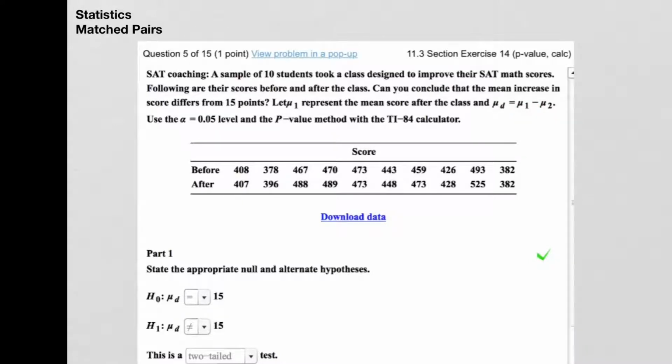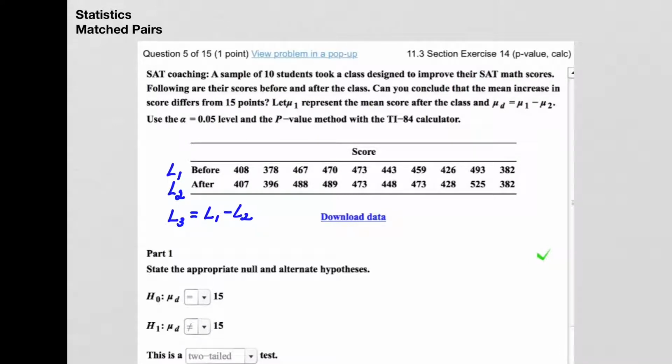So I'll start off by putting my before data into L1 and my after data into L2. Now, because we need to find mu sub d, we're going to find L3 by letting L3 be L1 minus L2. And we're going to put that in the very top. I'll show you where when we get to the calculator screen in a second.